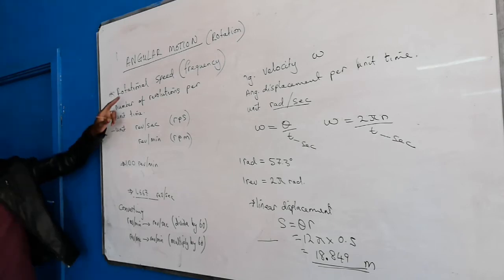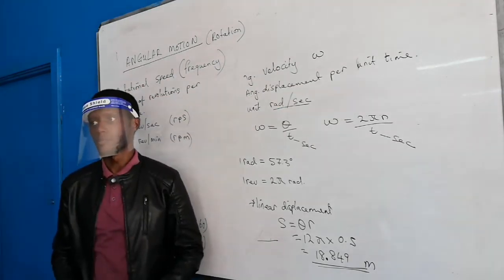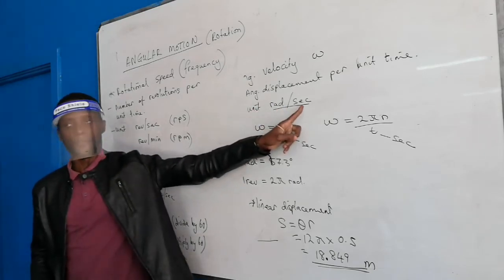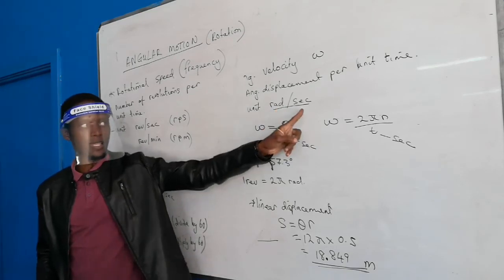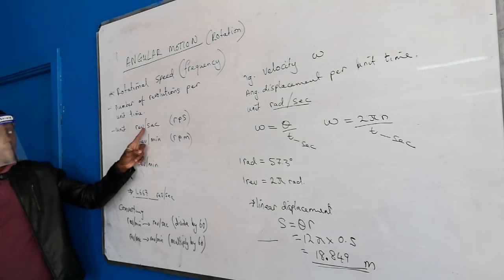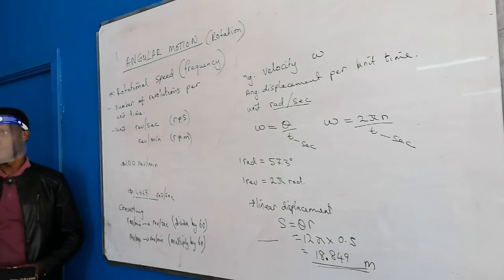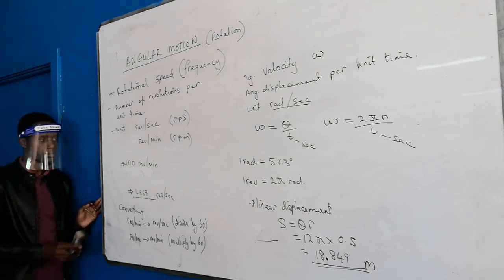Do not confuse rotational speed with angular velocity. Do not confuse them. This one is radians per second. This one is revolutions per second, revolutions per minute. Are we fine?